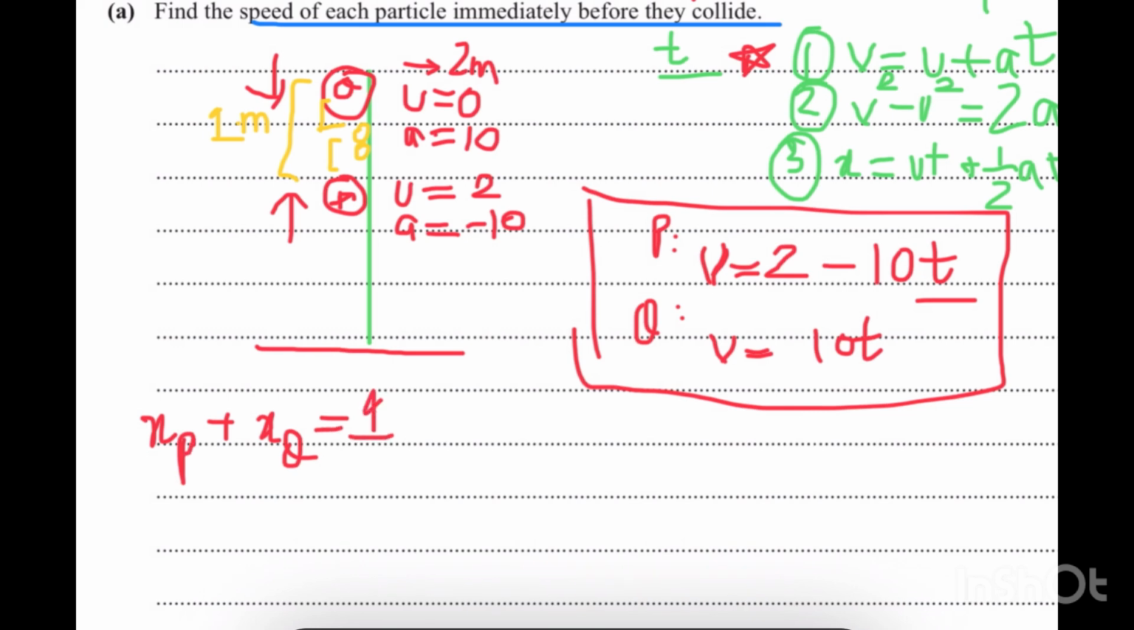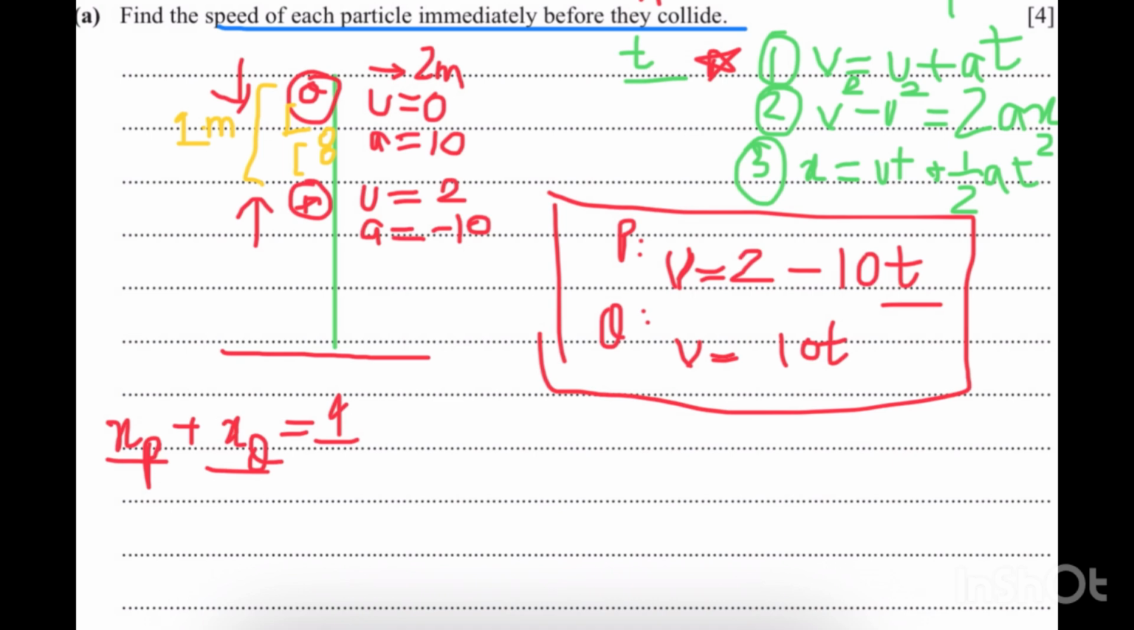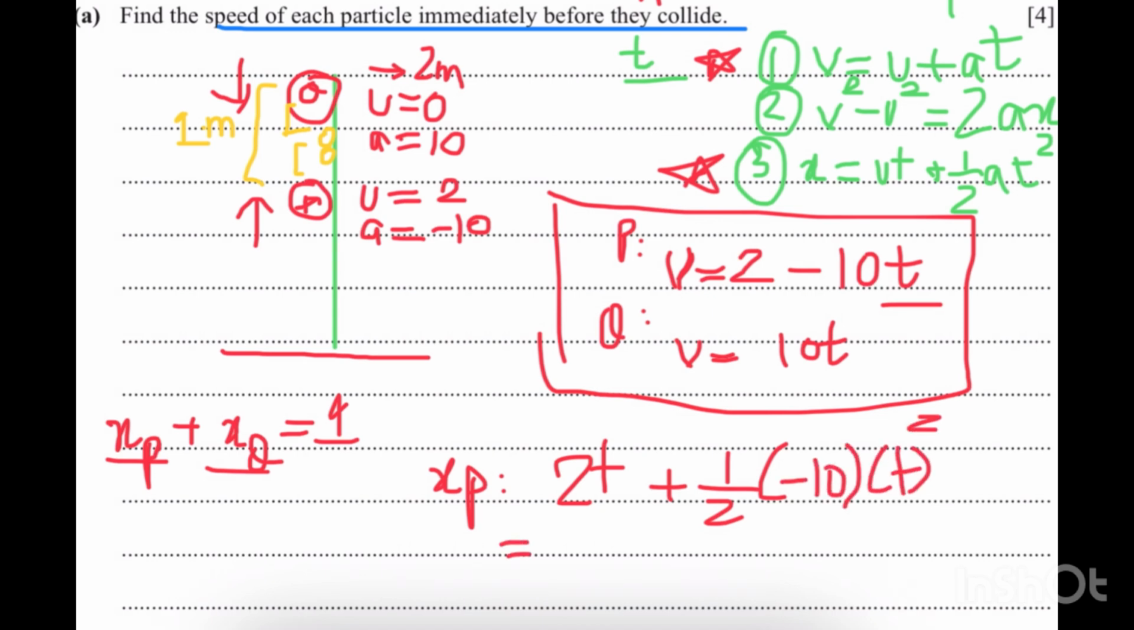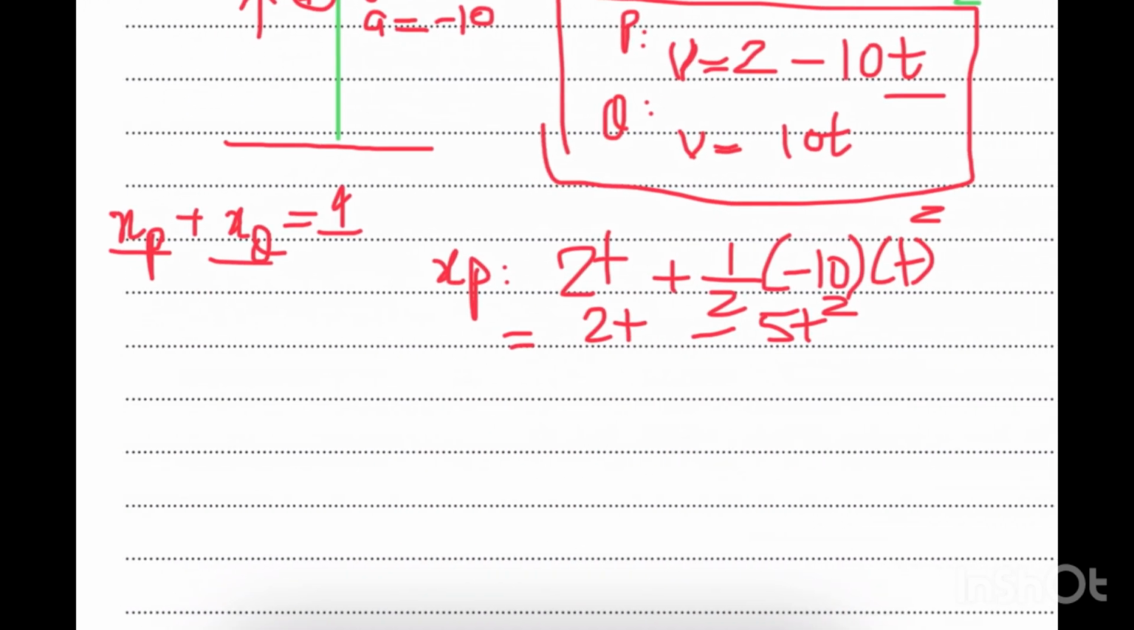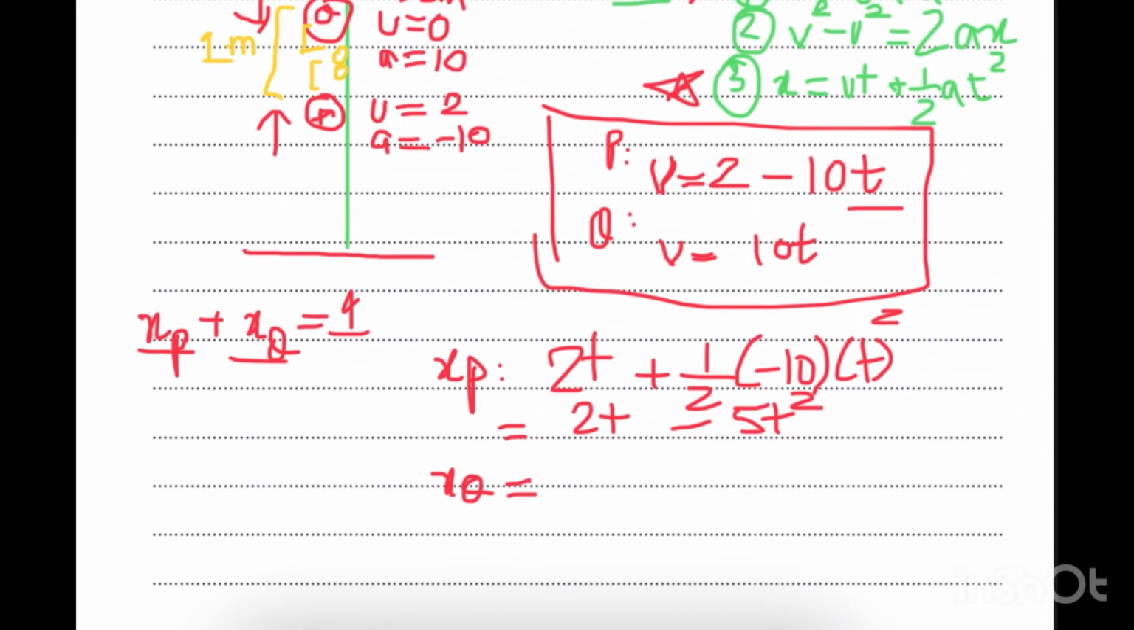Now we must find out the distance traveled by p and the distance traveled by q. So for the distance traveled by p, we're going to use this third formula of kinematics. So that is ut plus half a t squared. So this becomes 2t plus half times minus 10, which is the acceleration, times t squared. That becomes 2t minus 5t squared. And then the other formula for q for the distance is half times 10t squared, and that becomes 5t squared.